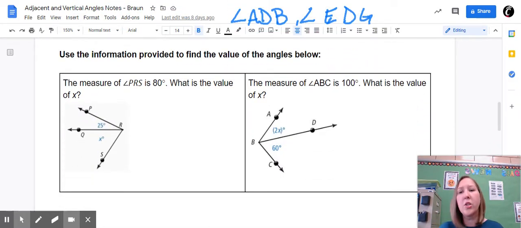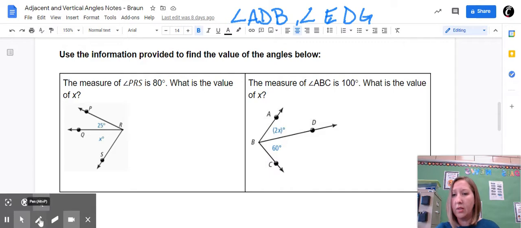It says use information provided to find the value of the angles below. So we're going to be doing some work. We're going to tie in algebra here a little bit. And we are going to use what we just learned about adjacent angles to find some angle measures. The first one says the measure of angle PRS is 80 degrees. What is the value of X?